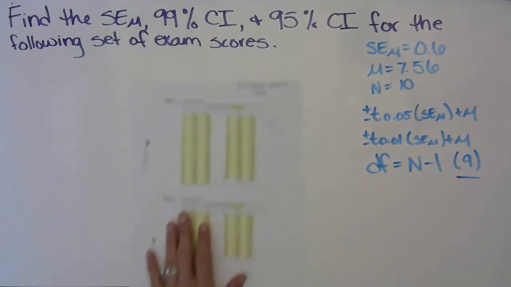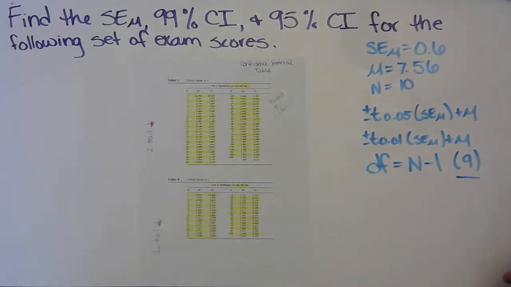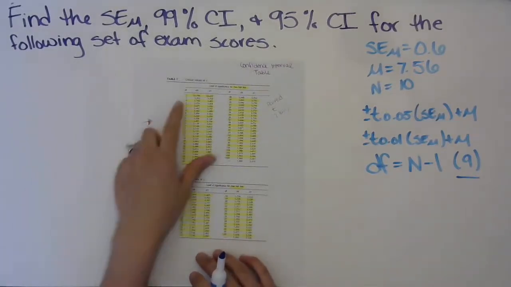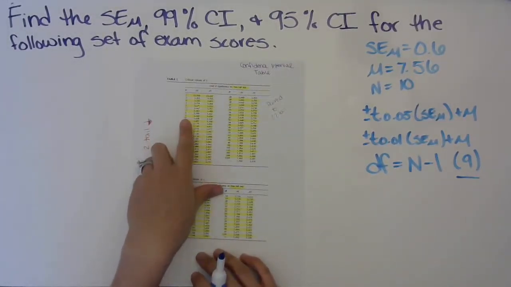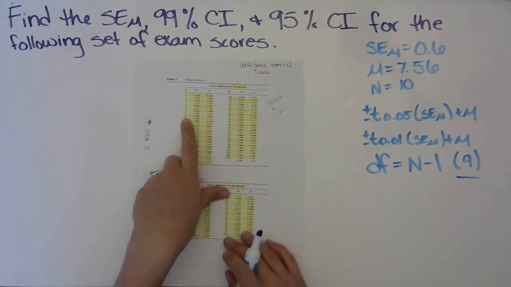So go ahead and pull up your table. This is the level of significance for two-tail test table. I think in your textbook there's also table C. So what we're going to do is look over here on the left for degrees of freedom and go down to 9. And there are going to be two values.